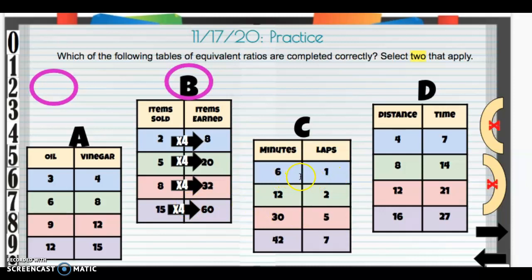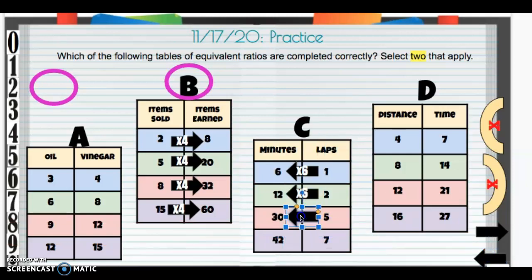So let's figure it out here. Well, 1 times what? 6 times what gives me 1? Well, I would have to divide to do that. So then I can actually do 1 times 6. Let's see if 2 times 6 gives me 12. 2 times 6 does give me 12.